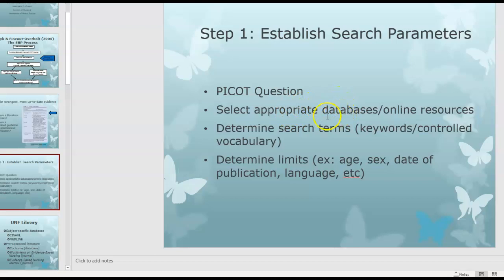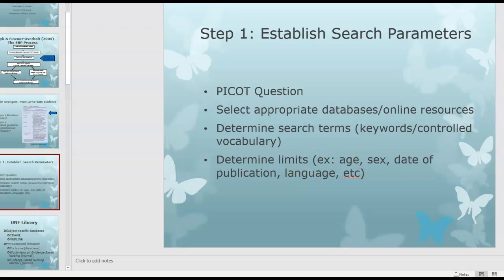The databases that I require are Cochrane, CINAHL, PubMed, Medline. That's really pretty much the big ones. And then determine your searchable terms. So if I was doing breastfeeding versus bottle feeding and weight gain, I would do breastfeeding and weight gain, bottle feeding and weight gain, breastfeeding, bottle feeding, weight gain in newborns, things like that. You want to determine your limits: age, sex, date of publication, language, etc. So age would be less than 5 years.